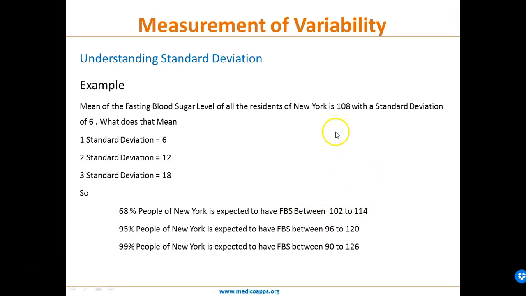This 108 and 114 has been calculated: 108 minus 6, 108 plus 6. So 95% of the people are expected to have fasting blood sugar between 96 and 120, and 99% of the people are expected to have fasting blood sugar between 90 and 126.